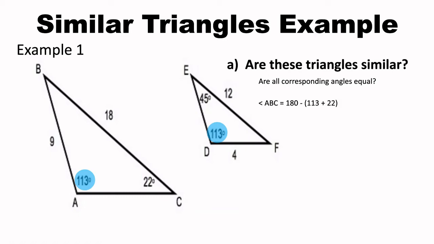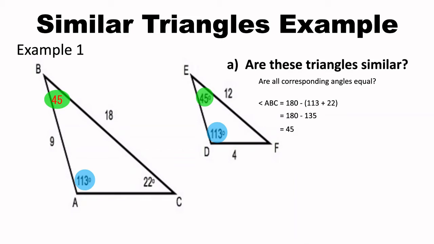So for triangle ABC, I can find the angle ABC by knowing that the sum of the angles must be 180 degrees. I already know the other two angles, 113 and 22. So angle ABC must be what's left over: 180 minus the sum of 113 plus 22. That's 180 minus 135, which is 45. So I'll label that on the triangle, and note that it's the same angle as on triangle DEF.